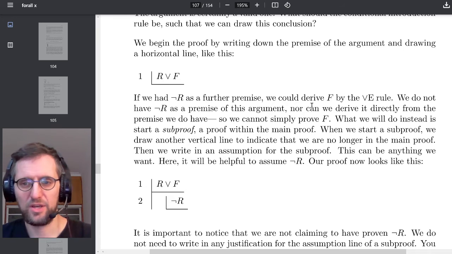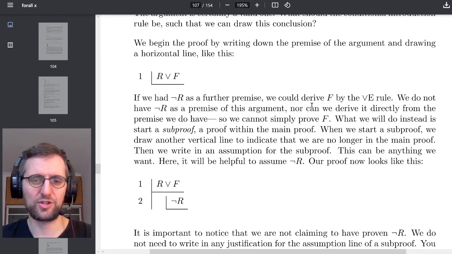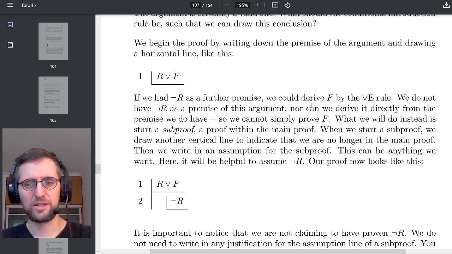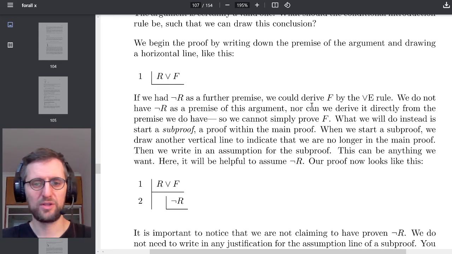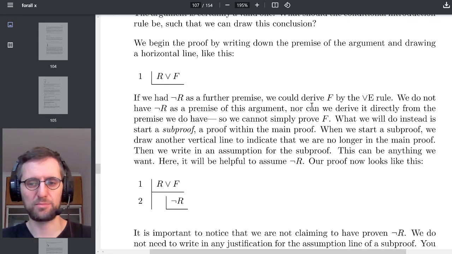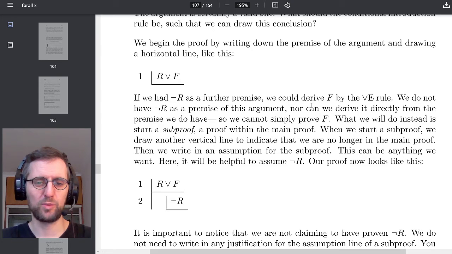That's true. What we will do instead is start a subproof, a proof within the main proof. When we start a subproof, we draw another vertical line to indicate that we are no longer in the main proof. Then we write in an assumption for the subproof. This can be anything we want. Here it will be helpful to assume not R. Our proof now looks like this.